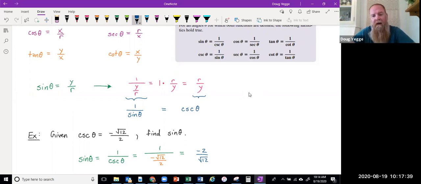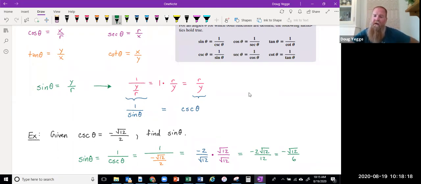But notice that it's not enough for us to write negative 2 over root 12, because we need to rationalize the denominator in trigonometry. So we're going to multiply by root 12 over root 12. And this ends up giving me negative 2 root 12 over 12. Now this still isn't quite simplified enough, because I could cancel out a 2. And this gives me negative root 12 over 6, which is better.